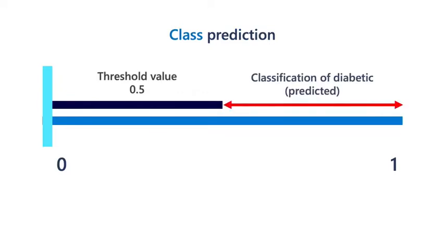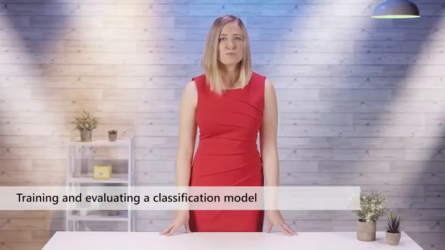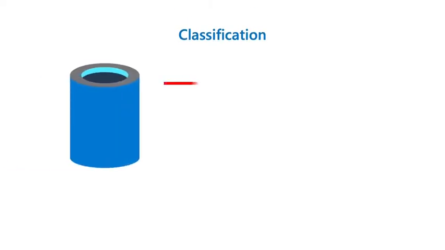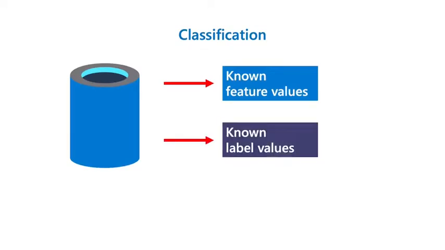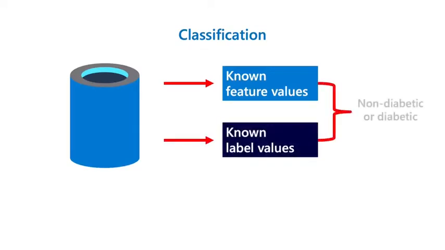So if the positive class, in this case diabetic, has a predicted probability greater than the threshold, then a classification of diabetic is predicted. Classification is an example of a supervised machine learning technique, which means it relies on data that includes known feature values, for example, diagnostic measurements for patients, as well as known label values, for example, a classification of non-diabetic or diabetic.